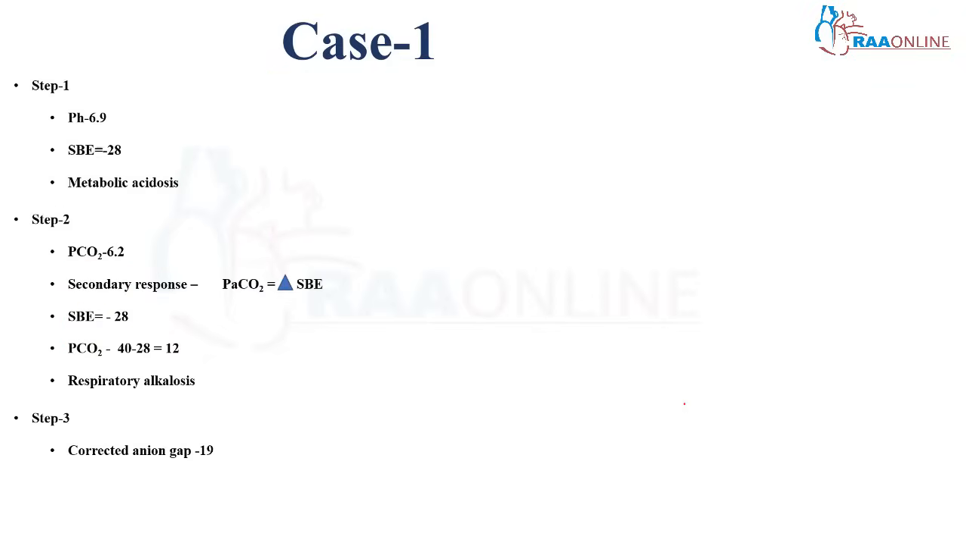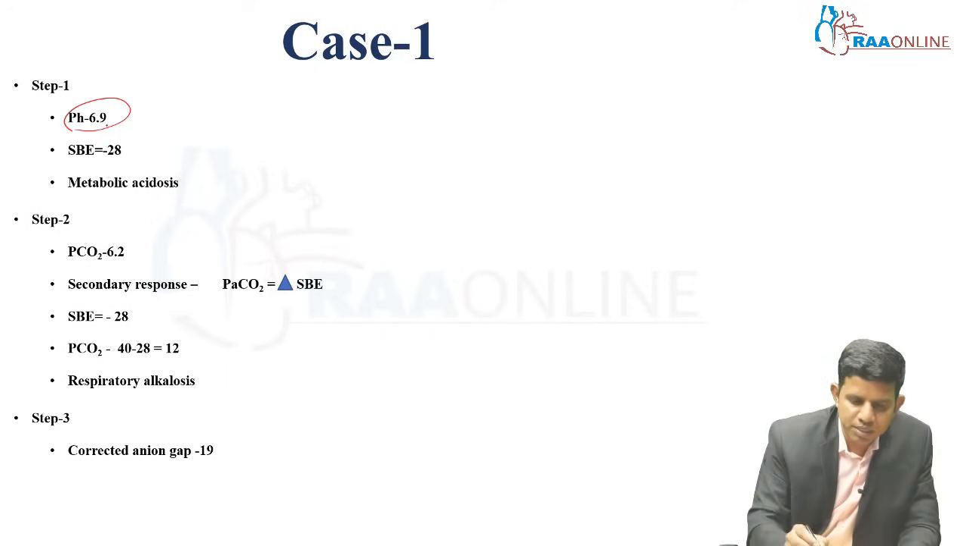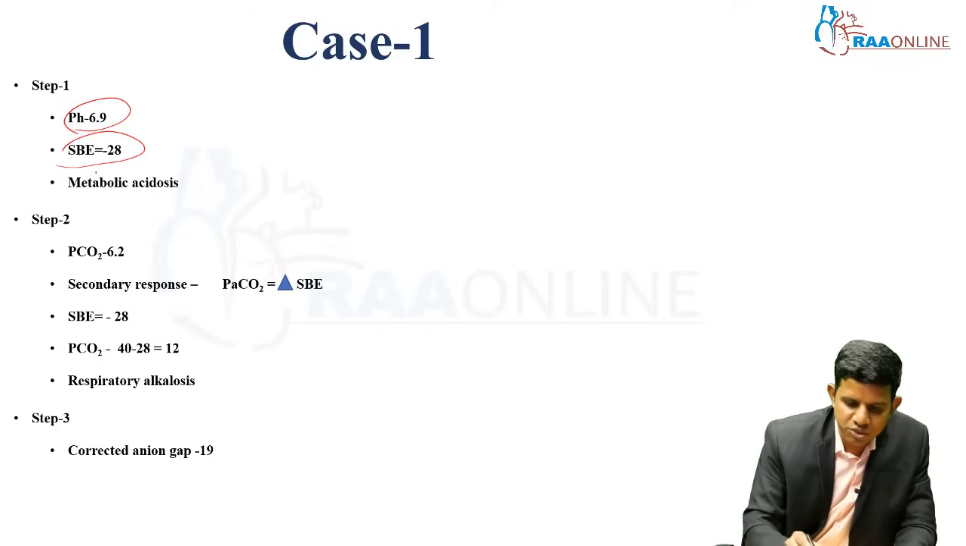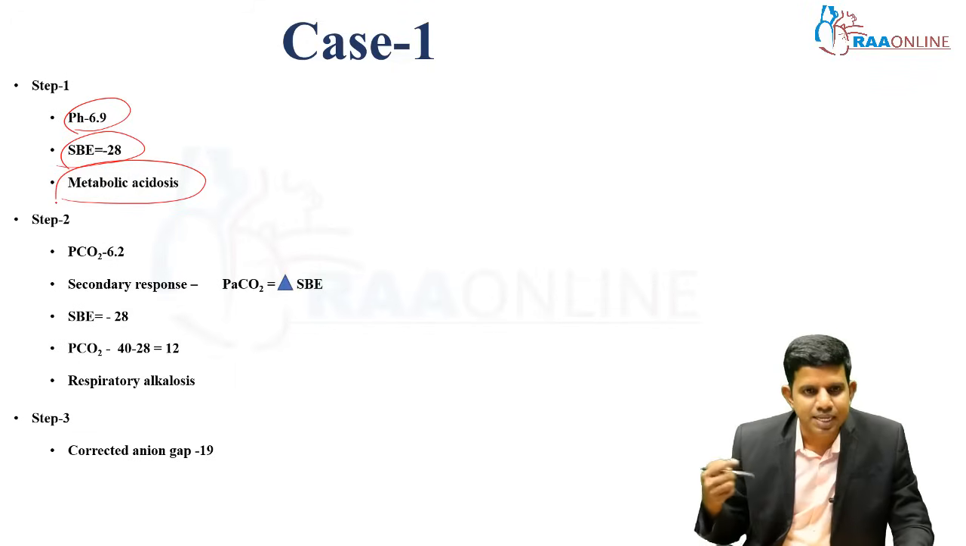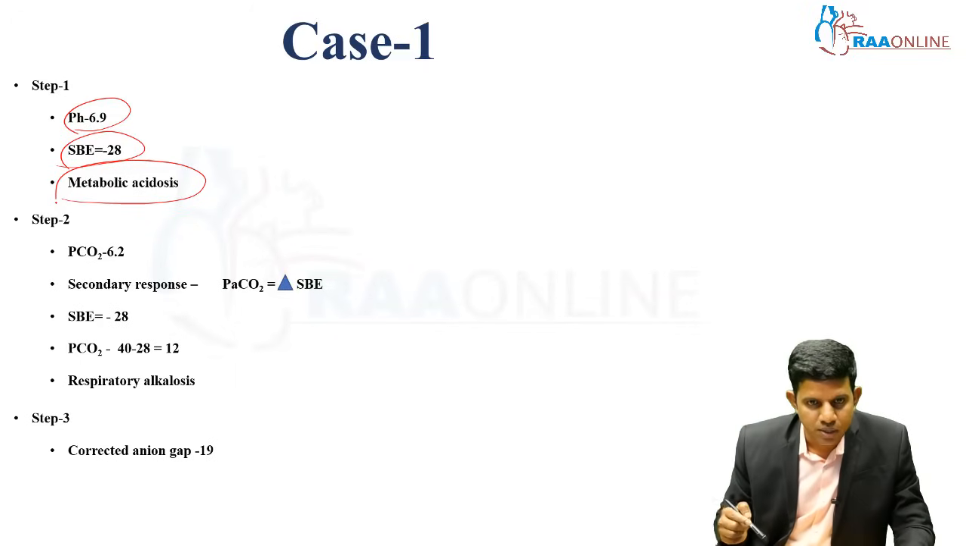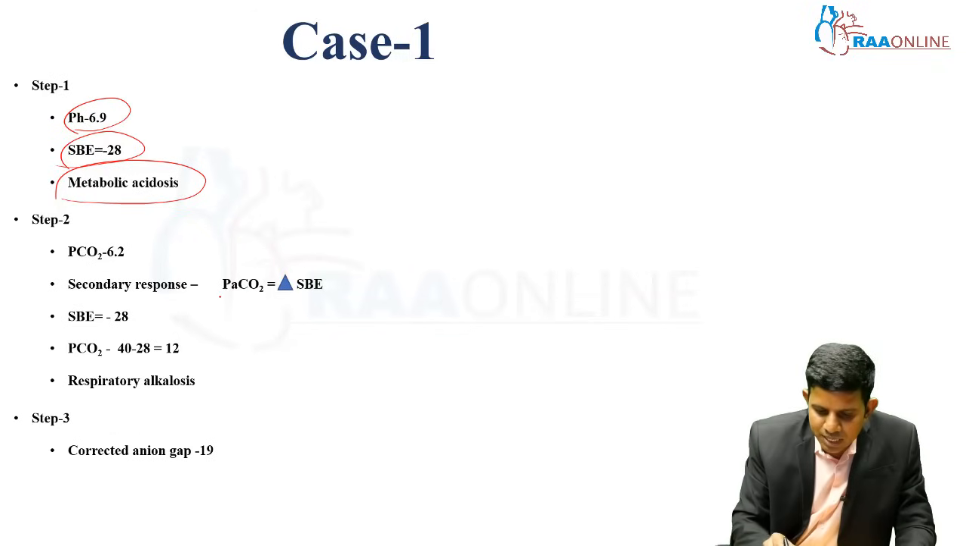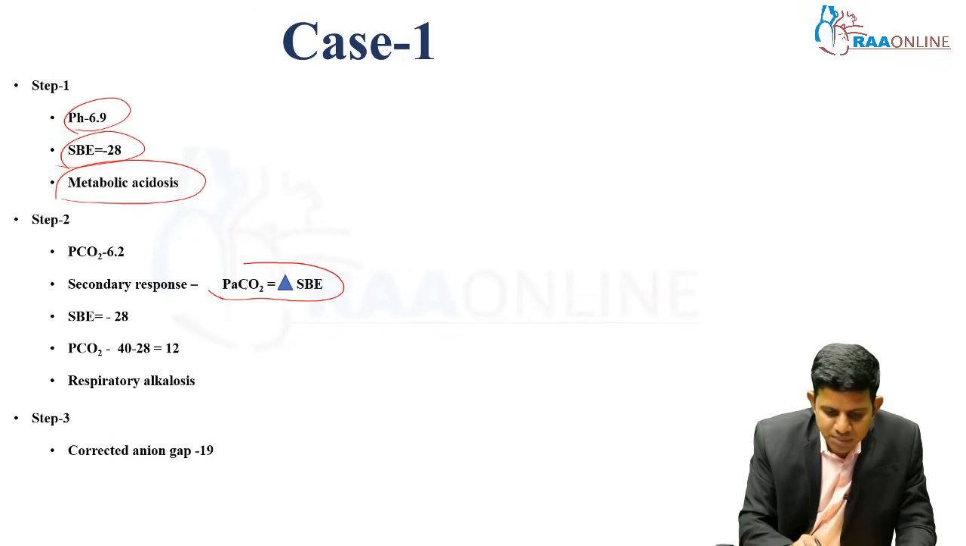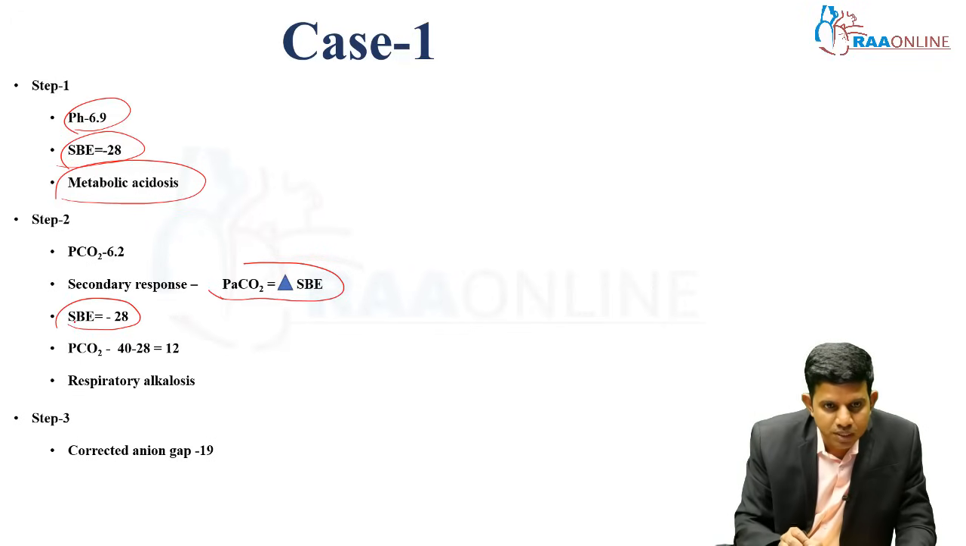So, the first step: I already told you the pH is 6.9 and the standard base excess is minus 28, so it is a metabolic acidosis. The second step is to calculate whether my secondary response is adequate or not. What is the formula for metabolic acidosis? The change in PCO2 equals the delta standard base excess. The standard base excess is minus 28. The change should be the normal PCO2 level minus my actual PCO2.